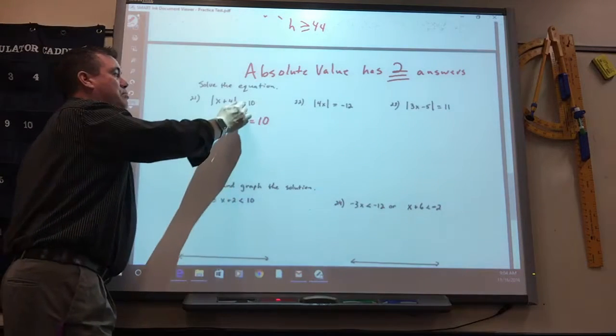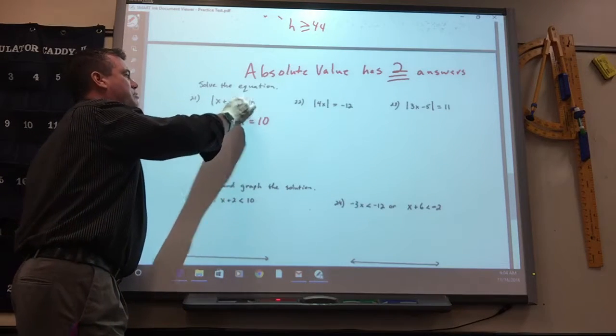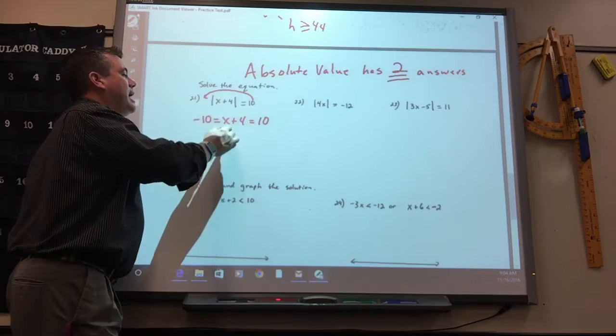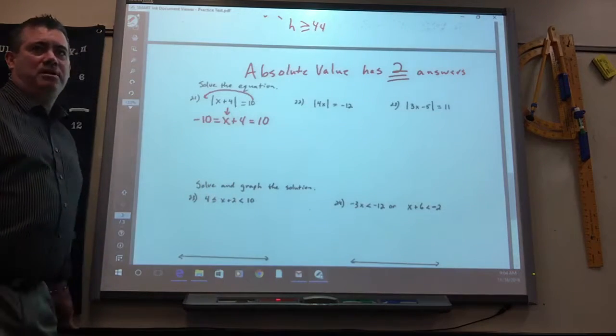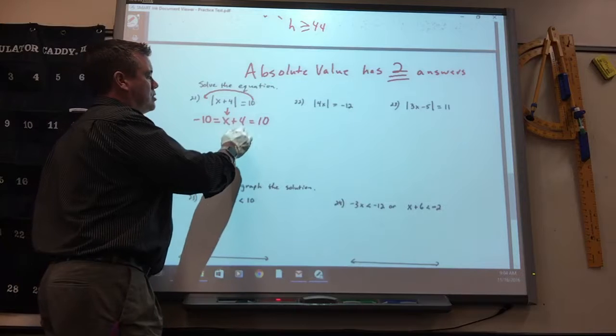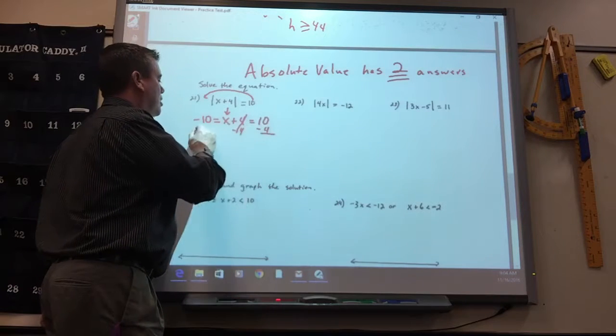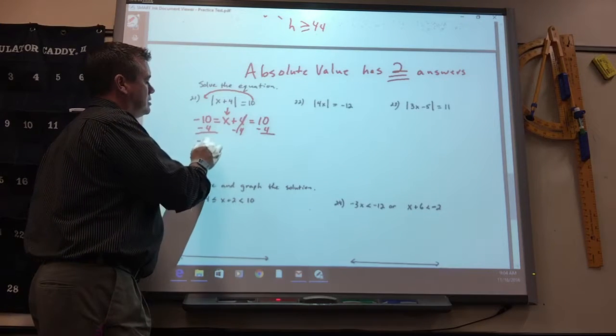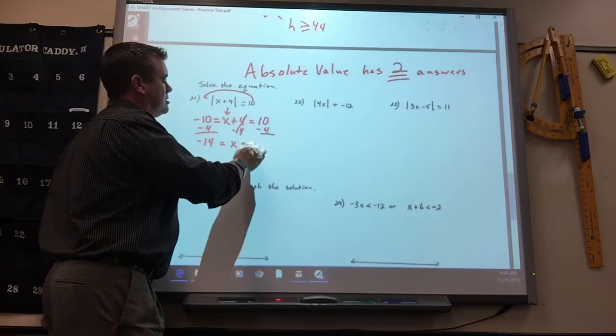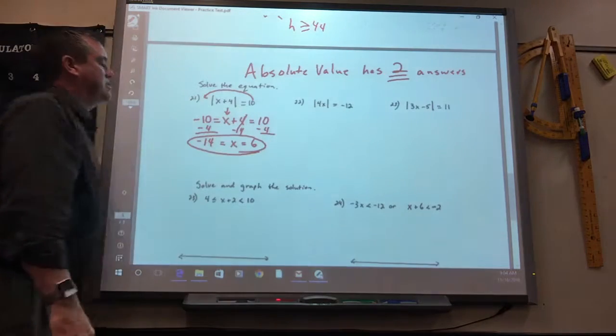So you rewrite it, you put the same sign on this side, and you put the opposite there, and then just get the x by itself in the middle. So all I got to do is subtract 4, subtract 4, subtract 4. And you get your 2 answers. Negative 14 and 6.